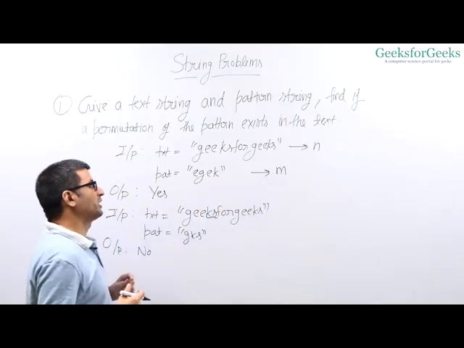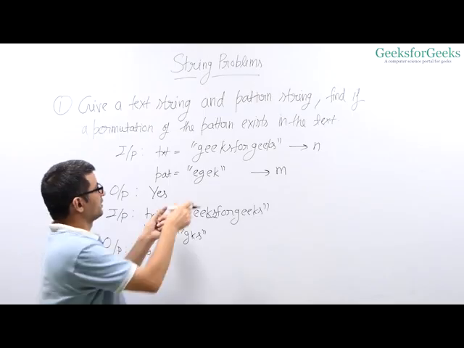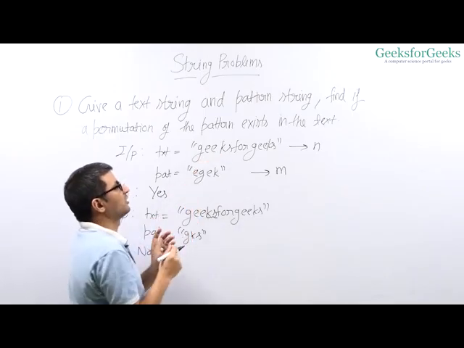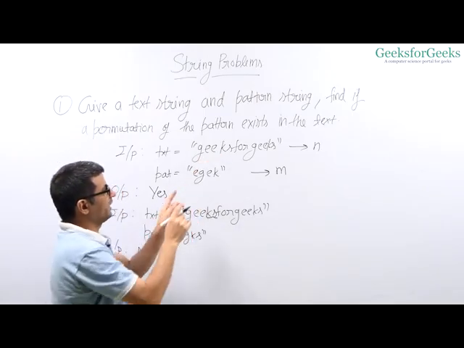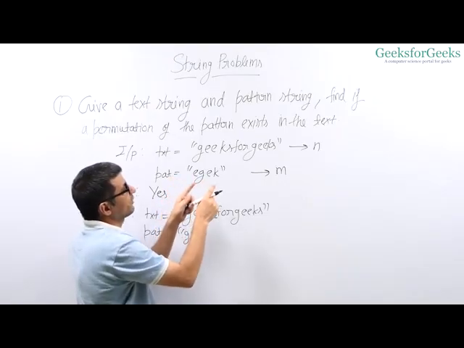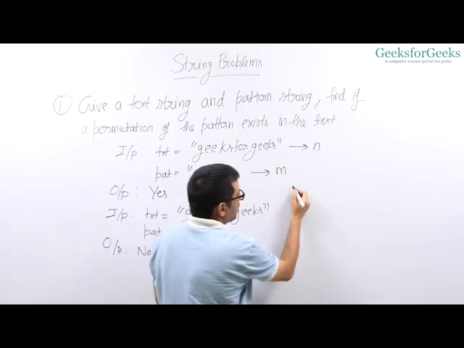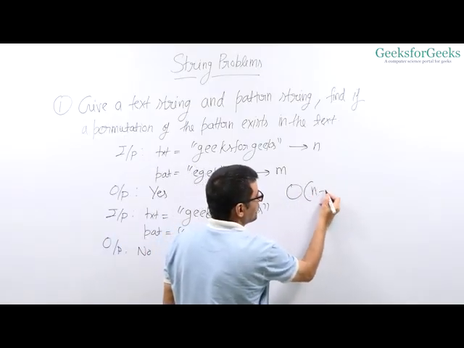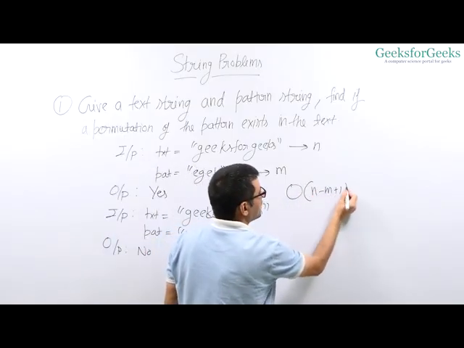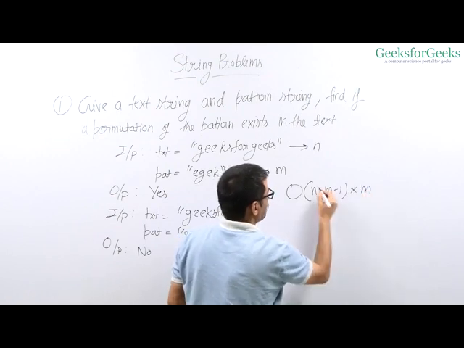So what was the time complexity of anagram search? If you're searching this with this, your time complexity is big O of m. And you do call this search for n minus m plus 1 possible windows. So overall time complexity of this simple solution is going to be n minus m plus 1 multiplied by m.